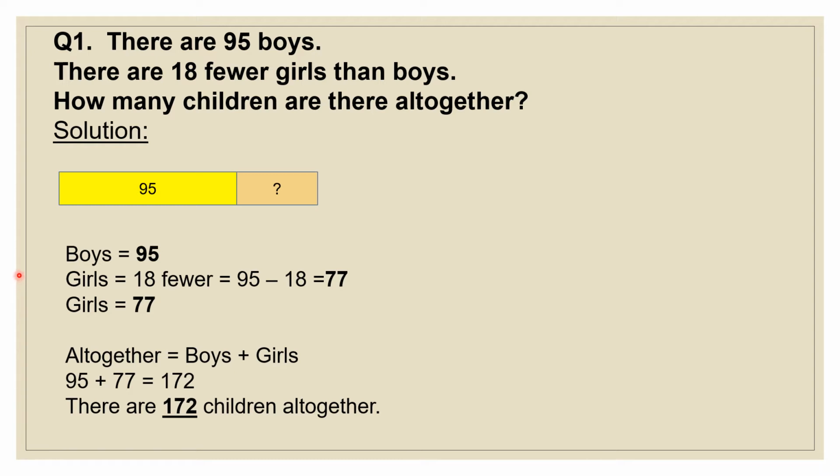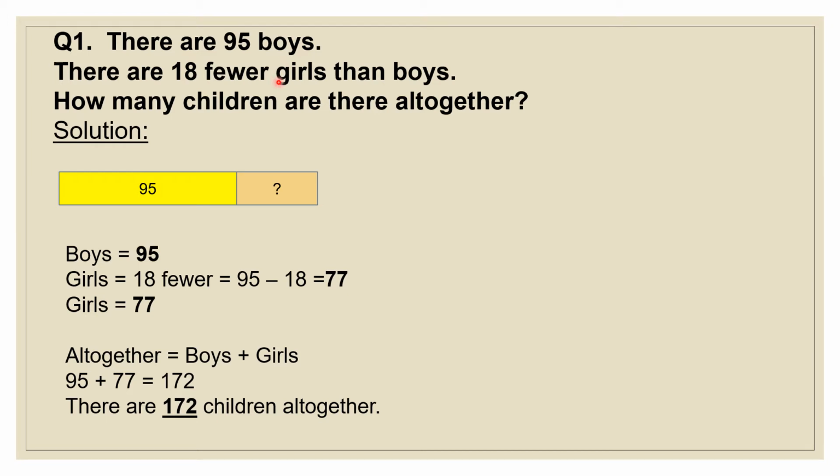So it's all about how much you understand the question, and deciding what step you need to take. Question number 1 is, there are 95 boys. There are 18 fewer girls than boys. Total number of boys are 95. There are 18 fewer girls than boys. That means the girls are 18 fewer. In fewer, what do you do? You minus.